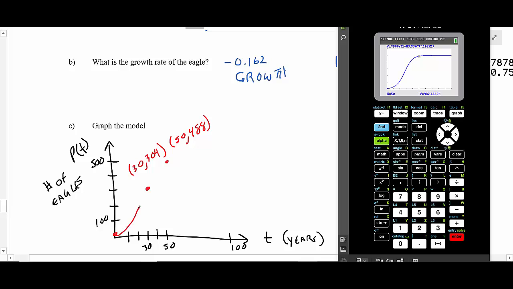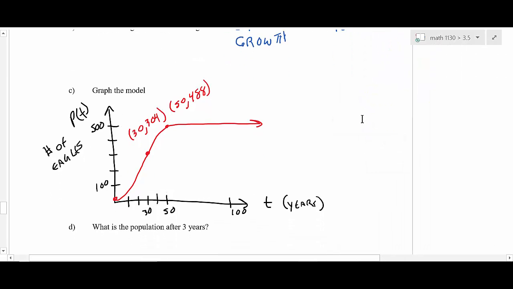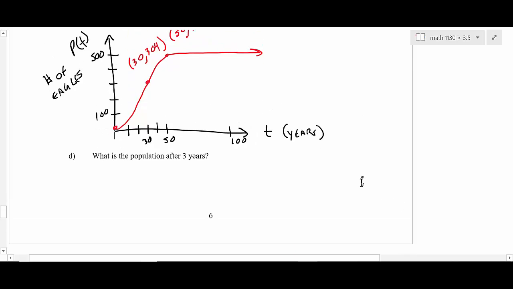So what's happening is it kind of starts its exponentiation, then it levels off like that from then on out. Okay, so that's the idea. Does that make sense to everybody? Okay, that's what a logistic growth model tends to look like. And it's more realistic because of the carrying capacity.